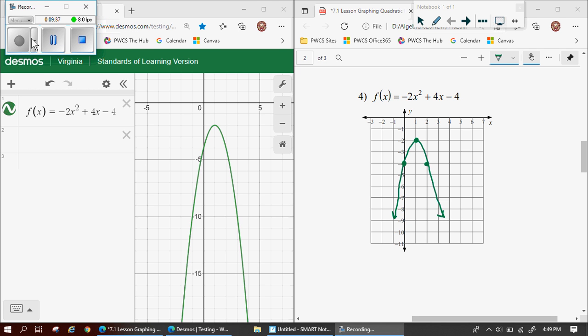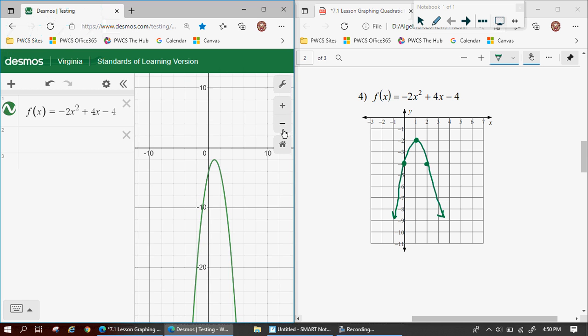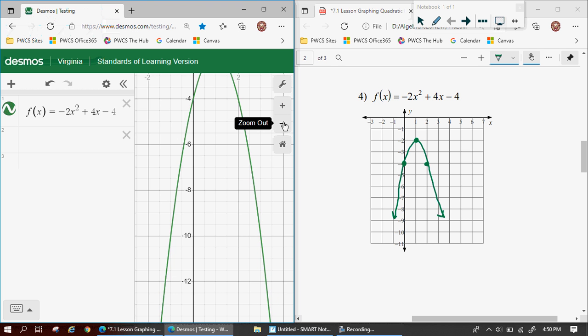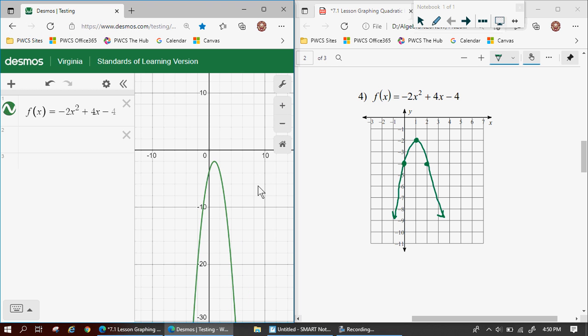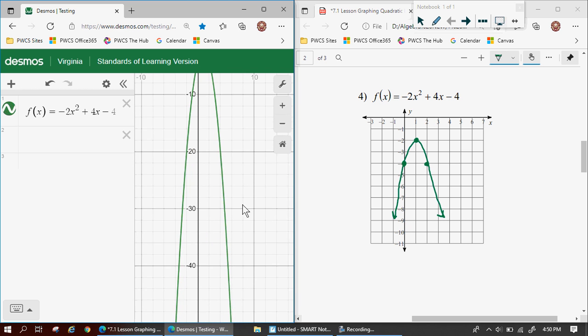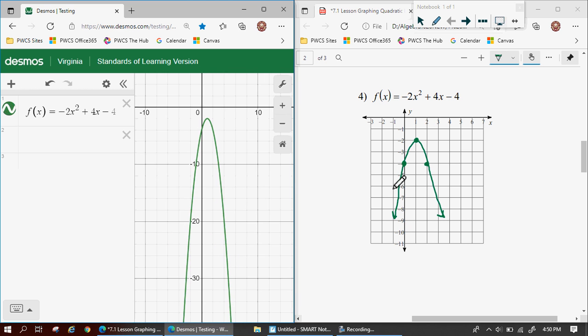So I hope you tried this on your own and did the best you could. If you got it wrong, that's okay. Your graph on Desmos should look something like this. Of course, sometimes they'll look different because you might be zoomed out more, you might be zoomed in more. So just use these to get yourself where you want to be. You can drag this around so you can see it more. You can see this goes on and on and on.